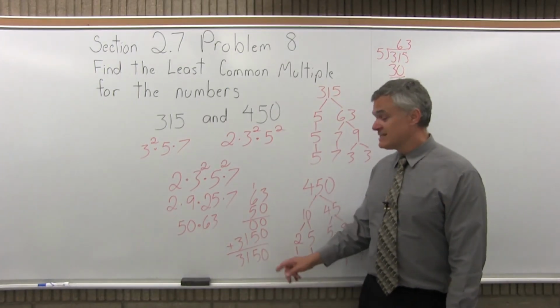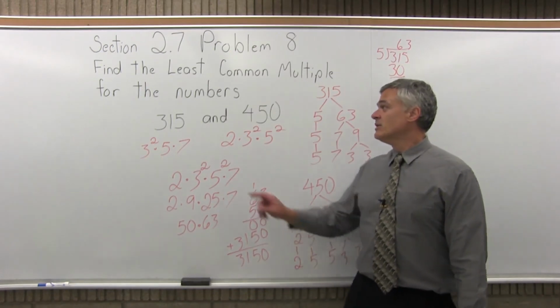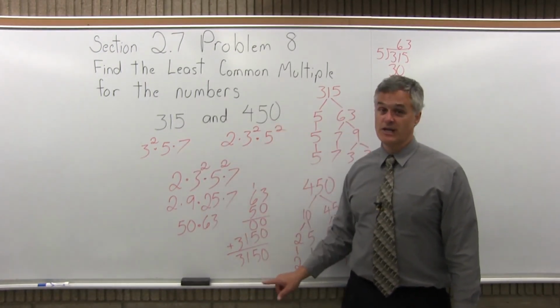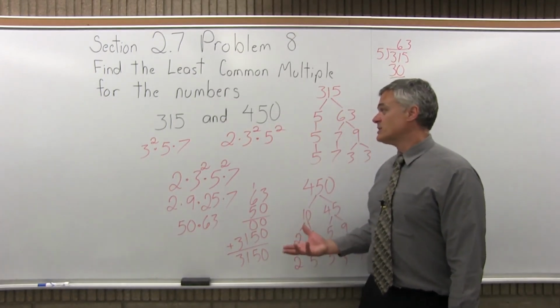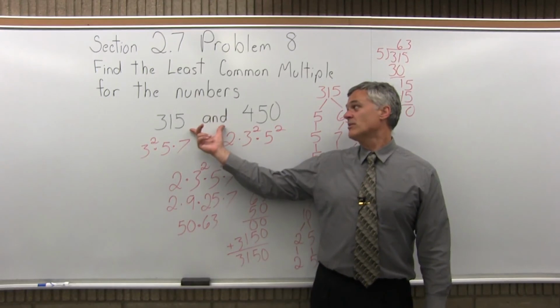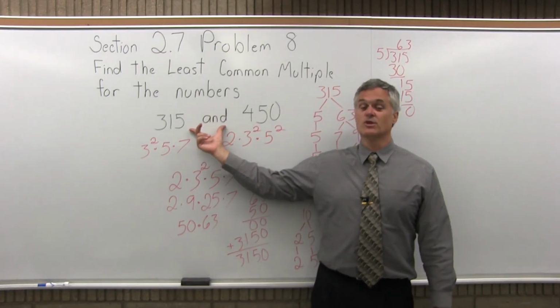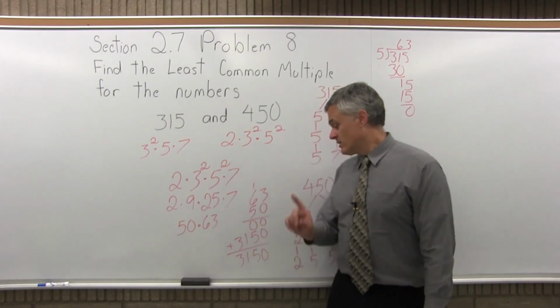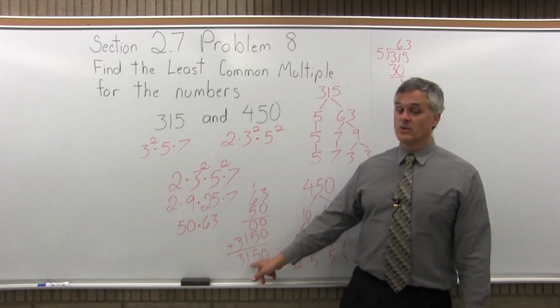What that means is that's the smallest value that 315 will divide into evenly, and 450 will also divide into evenly. And again, the reason why that's important is if we had a problem that had fractions in the problem, and 315 and 450 were the denominators of those fractions, our lowest common denominator would be this number, 3,150.